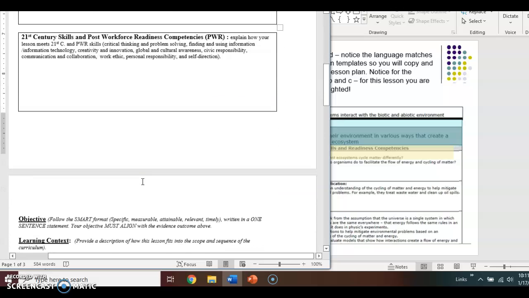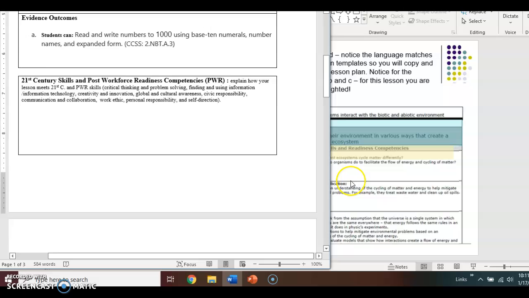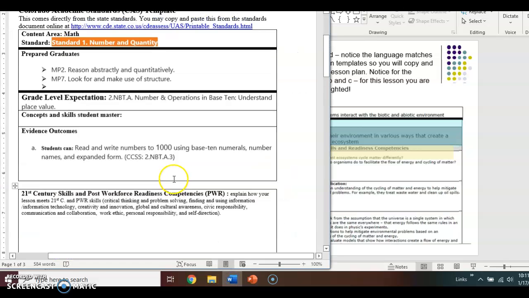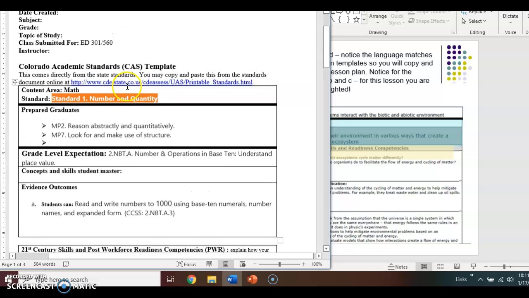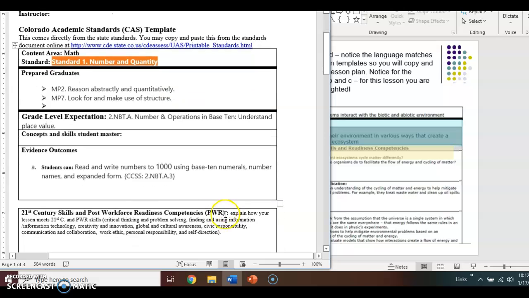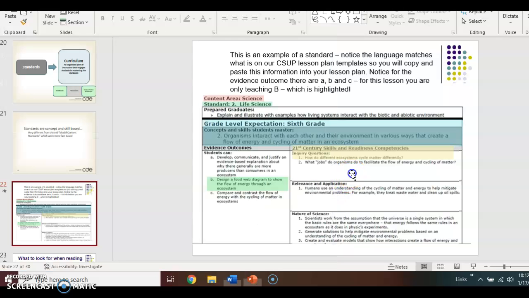All right, what we're working towards here, guys, is writing an objective. And for this example, for this one, we would be writing an objective on a food web diagram. And the one that is in the lesson plan, I had copied and pasted, where students will read and write numbers to 1,000 using base 10 numerals. So in that case, we would write an objective based on math. And on this one, it would be more science related.